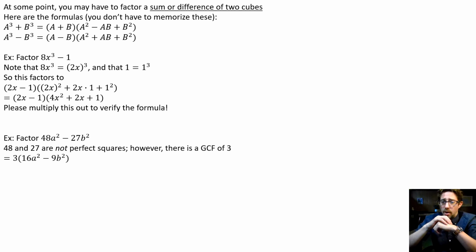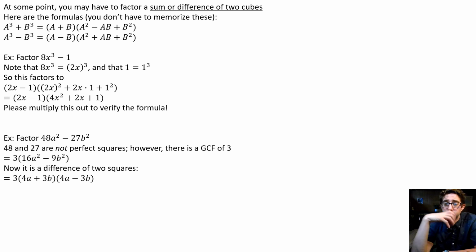Okay, so pull that 3 out. You're left over with, okay, 48 over 3 is 16, 27 over 3 is 9. Now you say, aha, there are some perfect squares in there, because 16 and 9 are both perfect squares. So this is a difference of 2 squares, actually. It just had a 3 in it as well. So you have to keep the 3, and then just say, okay, what do you have to square to get 16a squared? You have to square 4a. That's 16a squared. And what do you have to square to get 9b squared? You have to square 3b to get that. So this is going to be 3 times 4a plus 3b times 4a minus 3b. Right? Isn't that beautiful?